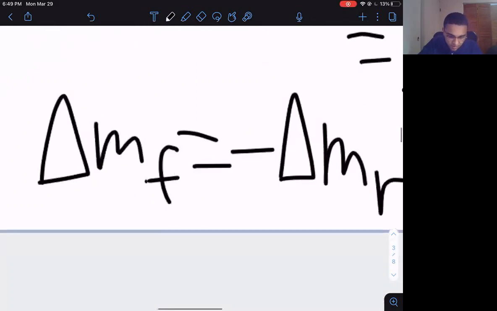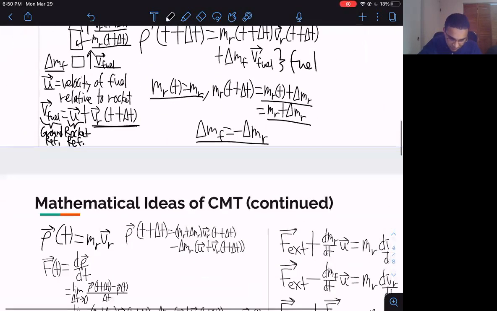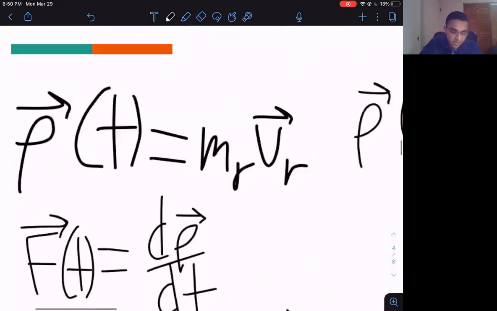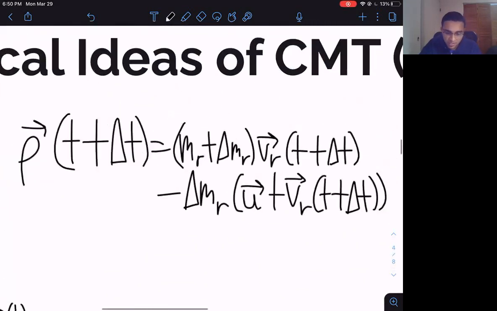And then after that, we have that delta m sub f is equal to negative delta m sub r. This is just saying that the rocket is losing the fuel, right? So the fuel is exiting from the rocket. So if the rocket is losing mass, then you're gaining some fuel mass, if you consider the rocket and the fuel. So this is just that. It's pretty obvious once you think about it. So this is the original momentum expression. And now we have this new momentum expression. Where did this come from?